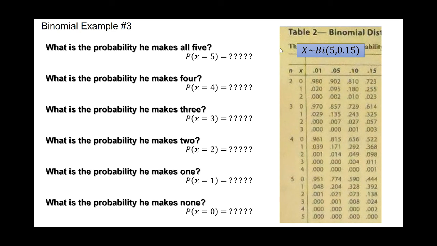It's right in there. What you want to do is go to where we see n equals 5. That's right here. And we want to go to n equals 5 and p of 0.15. So we have a number of trials is 5, and we have 15% chance of success on each trial. So what we can do is look up each of these probabilities that we're interested in knowing about. Here is the probability distribution.